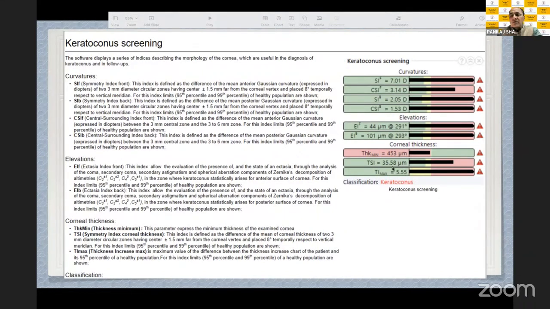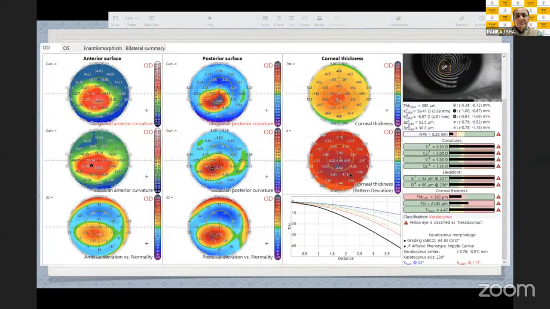So you don't have to memorize these values. It will just show the normative data and how much it is outside the normal. One very good thing in this machine is that it gives what is known as enantiomorphism. Enantiomorphism means comparing the two eyes.